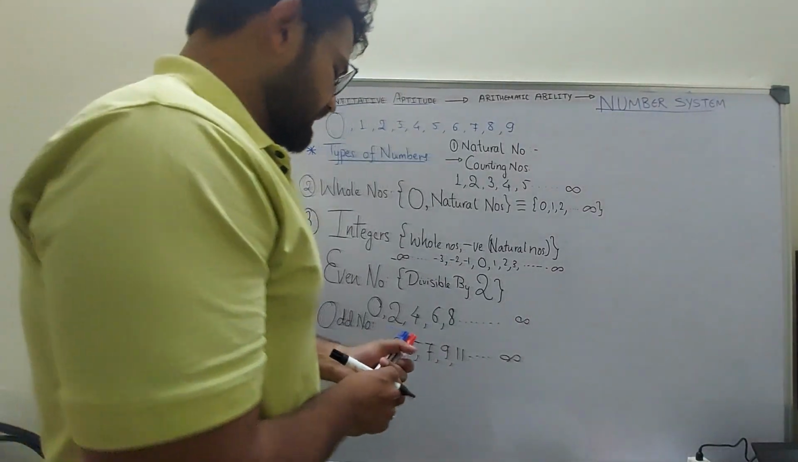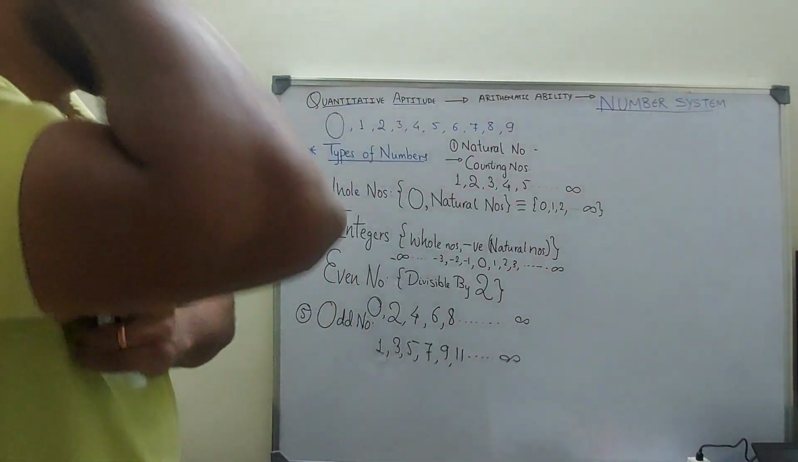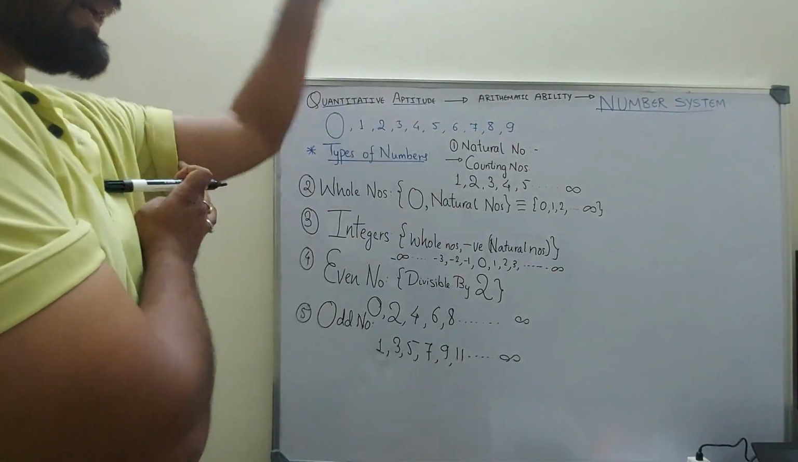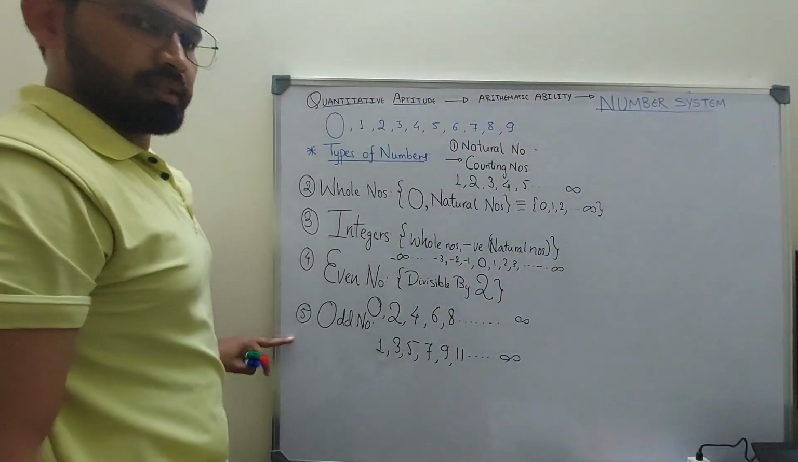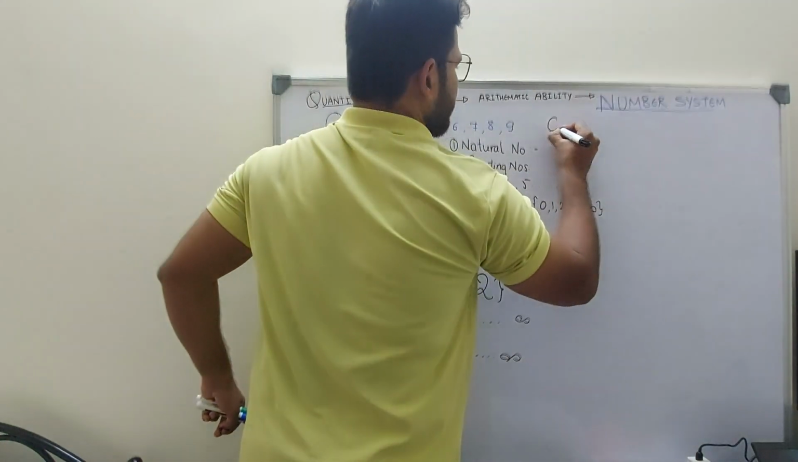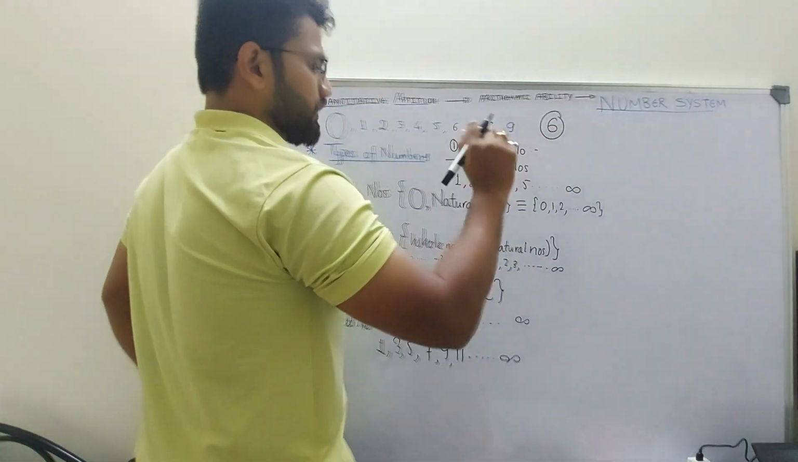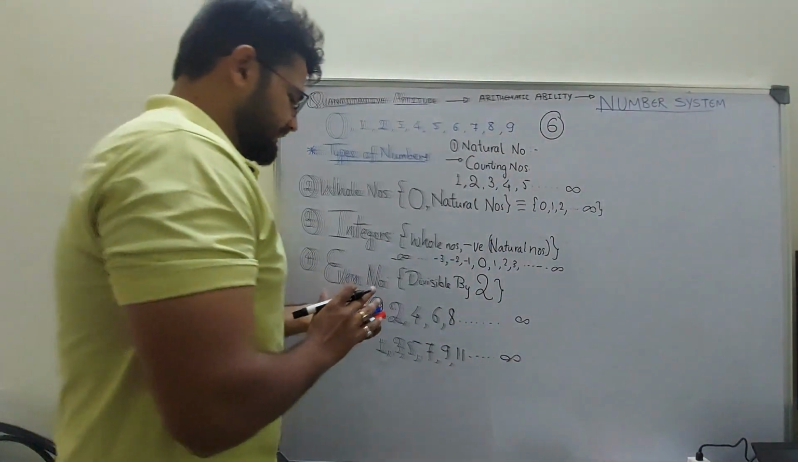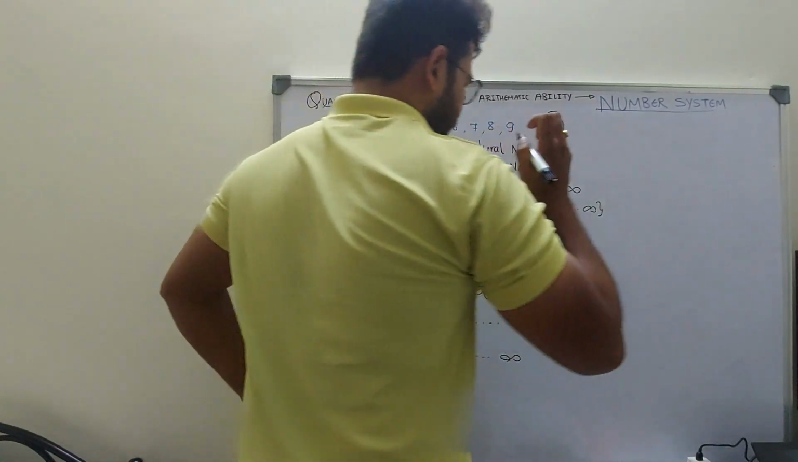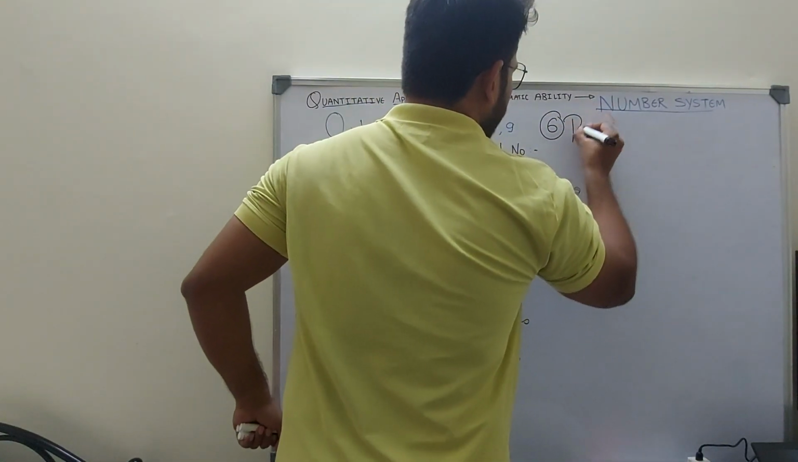Now we will move towards another type of numbers, and those are prime numbers. So here this is the fifth type, I will move towards the sixth type. I hope this is clear. I am not blocking it, you can also pause once and check, take a screenshot. The sixth type is nothing but the prime numbers.